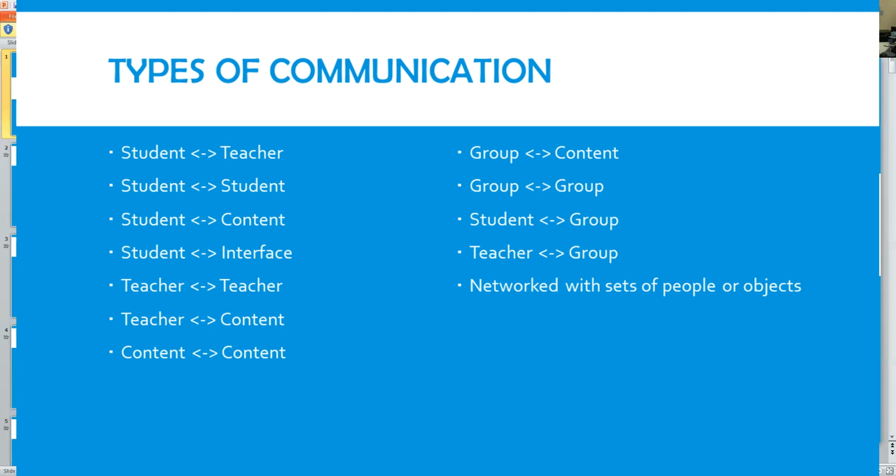Okay, so we got to put the groups in there, right? Because we do have groups in learning. So group to content, group to group, student group, teacher group. And then when connectivism came along, people realized that there was this network out there that was helping people to communicate. They had a 12th one, which is networked with people or computers.